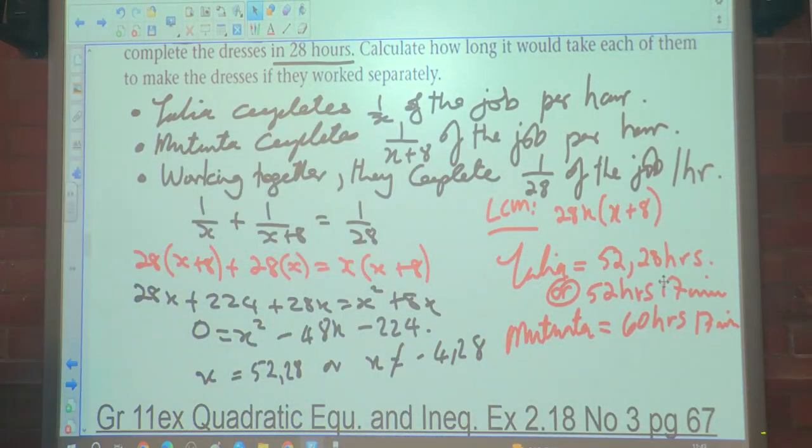Yes. For me, instead of saying 52,28, I rounded it off. So it's 52,28. Okay, and then you multiply. Yeah, I just got 52 hours and 18 minutes. Yeah, that is fine. We'll give you full marks.